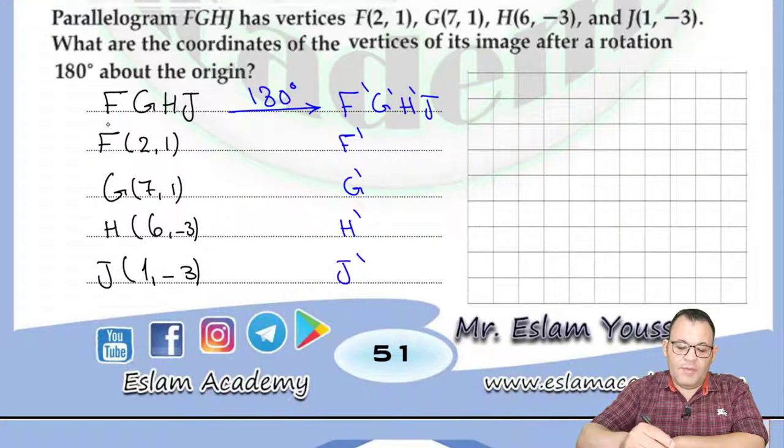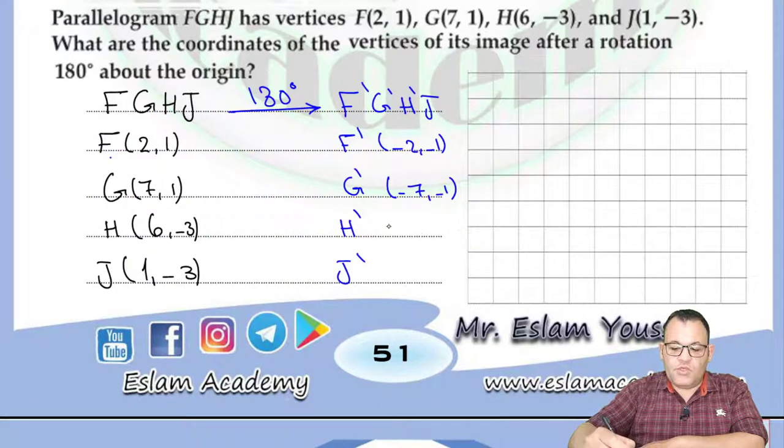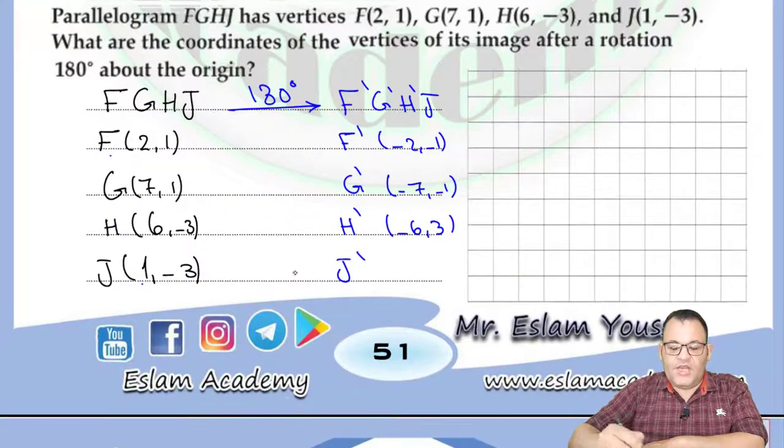If you need to find the image of the point F by rotation with angle 180 degrees around the origin point, we change the sign of x and the sign of y. So its image will be (-2, -1). Now (7, 1) will be (-7, -1). For (6, -3), we change both of the signs, so it will be (-6, 3). And (1, -3) will be (-1, 3). And that's how we can find the image by using rotation.